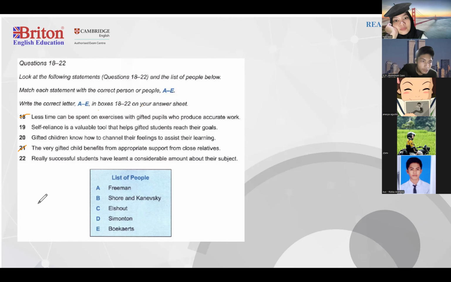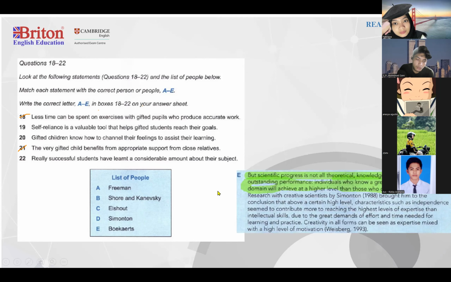19, 20, 22? 22. 22, let's check. Really successful students have learned a considerable amount about their subject. Siswa-siswa yang sangat sukses telah mempelajari banyak mengenai area atau subjek yang mereka pelajari. So, yep, that's in line, ya. Individu yang sudah mengetahui banyak mengenai sebuah area akan mencapai hasil yang lebih baik. Siswa-siswa yang sangat sukses telah mempelajari banyak mengenai subjeknya. So, it's in line. The answer for 22 is Elshout.